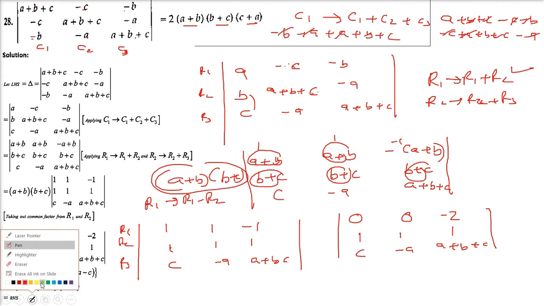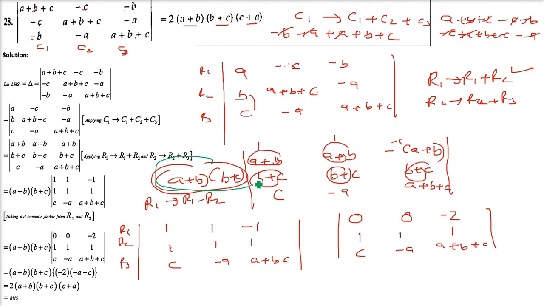Please remember, a plus b plus c was already there. Now let us open it. So 0 into something, minus 0 into something, then minus 2 into 1, 1, c minus a. So this is minus 2, you get minus a minus c.